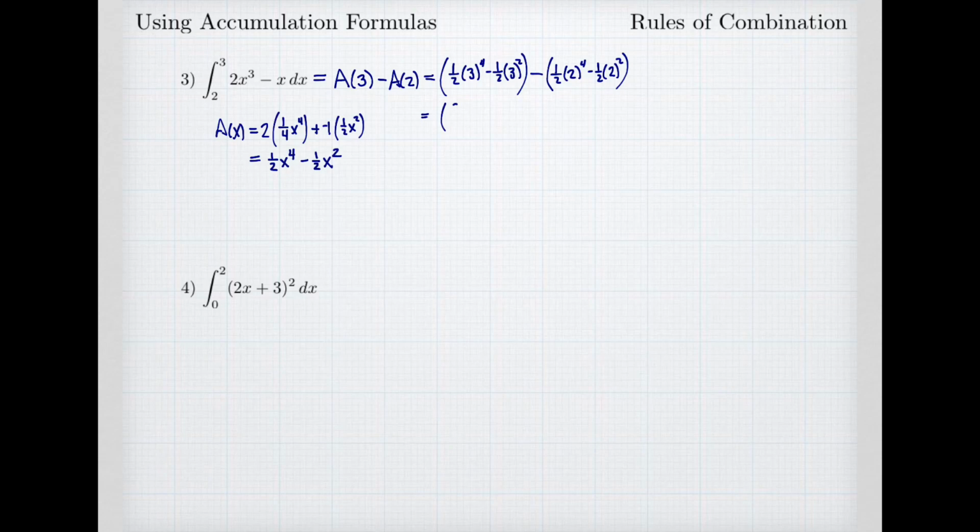Alright, 3 to the 4th is 81, so I have 81 halves minus 9 halves, and I'll subtract 16 halves minus 4 halves. So this first value, 72 halves, that's 36, and we'll subtract 8 minus 2, that's 6. I get a total of 30.